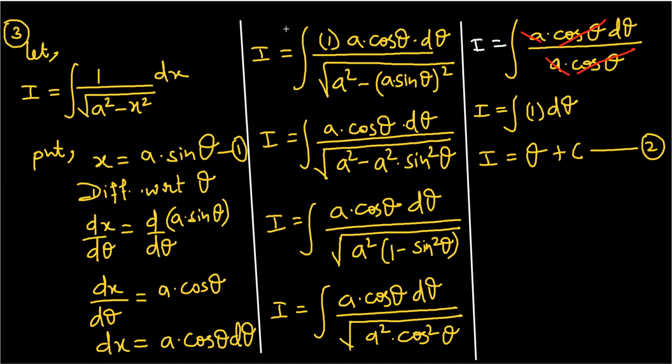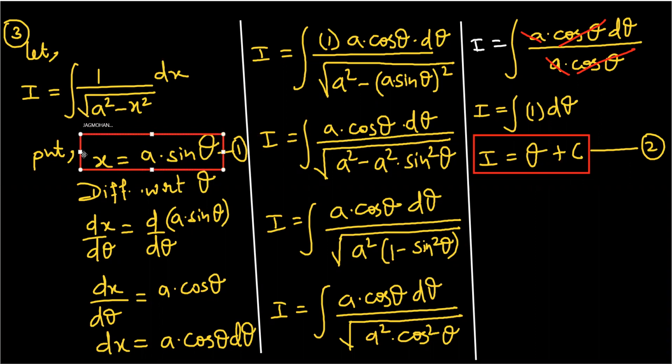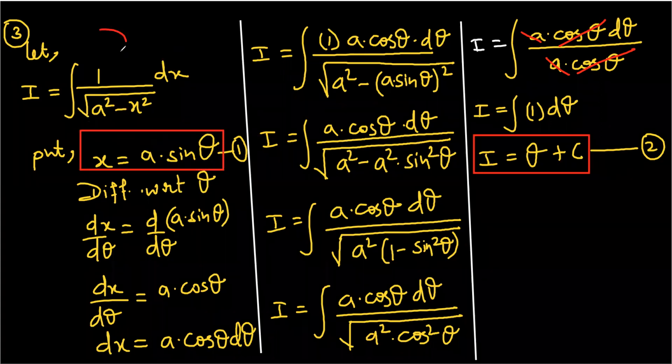But the theory is not yet over. Why? Because I'm getting the final step in theta, but I need to write the final answer in x. Why so? Because the given integral was in x. If the given integral was in x, the final answer should also be in x. So here I write from 1.